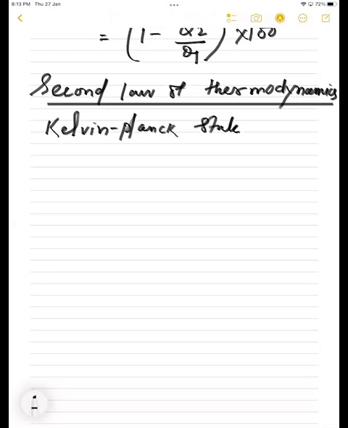Kelvin Planck statement, right? What was the Kelvin Planck statement? Students, it told that no process is possible whose sole result is the absorption of heat from a reservoir and complete conversion of the heat into work. That means, students, there are many processes in which heat energy is conserved, yes or no? But there is a principle which disallows such phenomena.